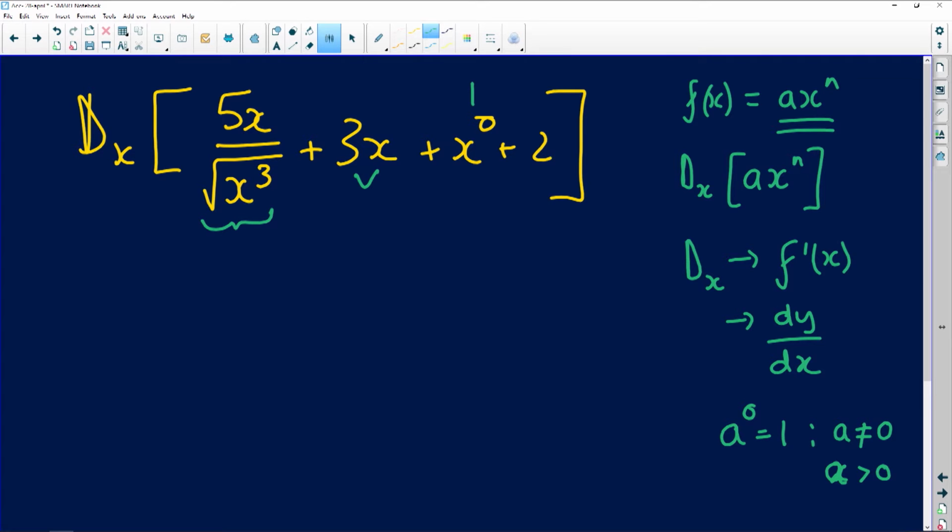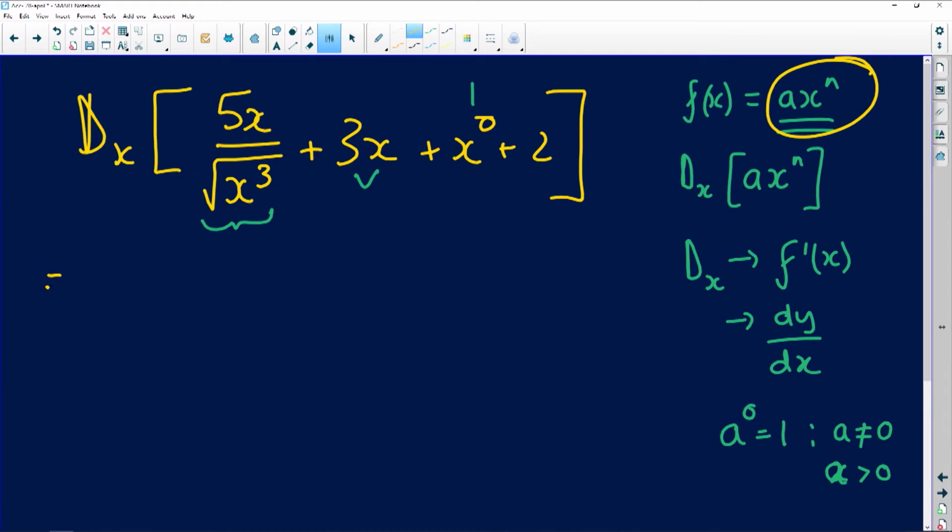There's a problem with this. I have got to panel beat this so that it looks like that. Okay, so let's do that. How are we going to do that? We're going to write everything as powers and then apply exponential laws, bring the x cubed in the denominator up to the top, and then differentiate. So let's have a look.